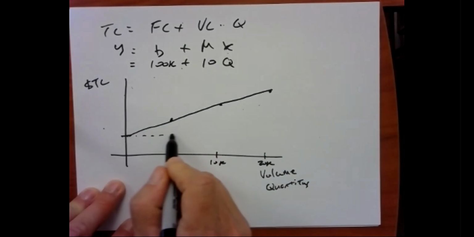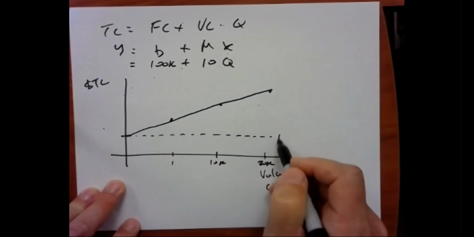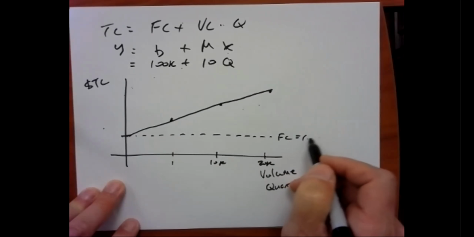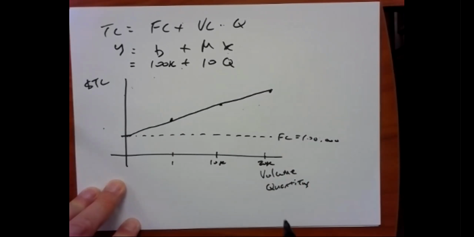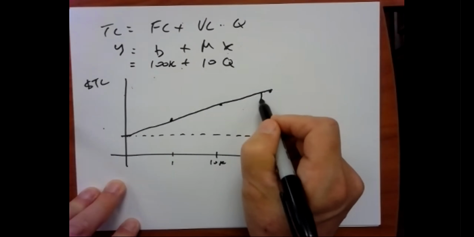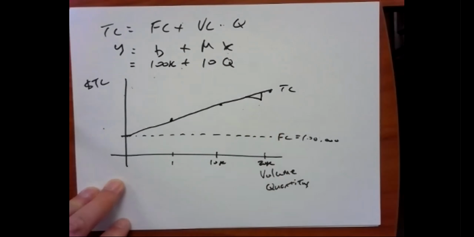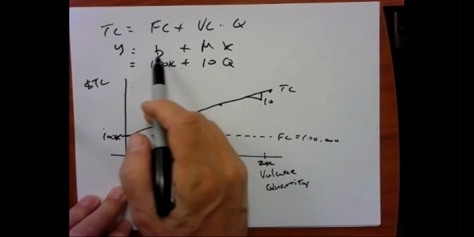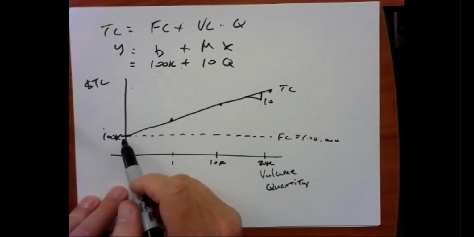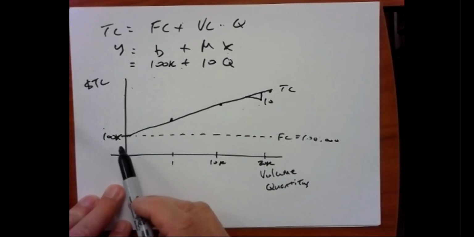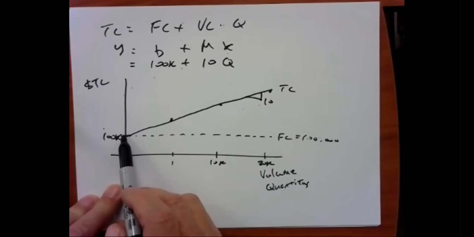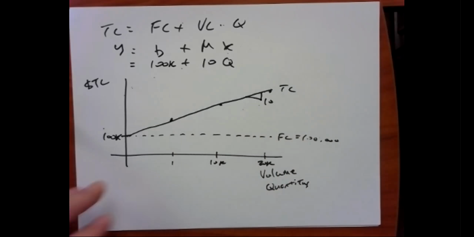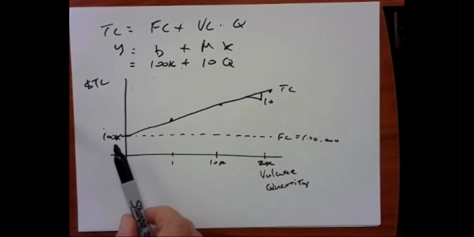Where I have a fixed cost component equal to 100,000 and it doesn't change, right? And then I have this total cost line going up with a slope of 10. It starts at 100,000, right? It starts at the B value, which is the y-intercept. If you remember that phrase, it's the y-intercept. Starts at 100,000 and then goes up from there.